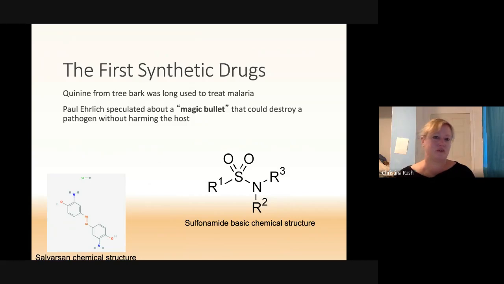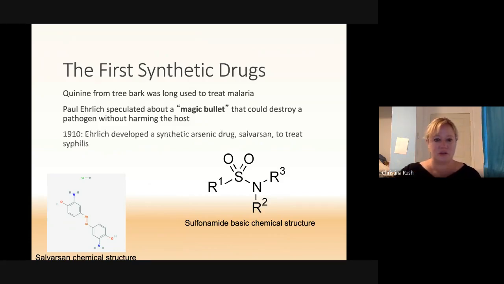So, some other synthetic drugs. We have Ehrlich. He comes around, gosh, when was he in? Oh, the late 1800s. And he speculated about a magic bullet that could destroy a pathogen without harming the host. And then in 1910, he was able to develop a synthetic arsenic drug, salvarsan, to treat syphilis. Syphilis was pretty endemic throughout the world at that time, and they really wanted to get rid of it. And so what he did is he developed this drug.